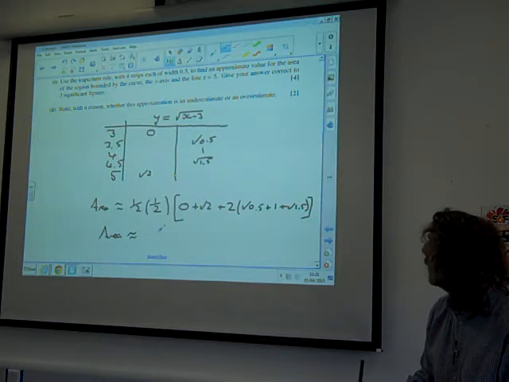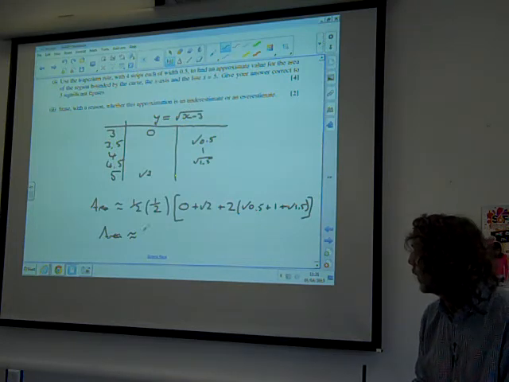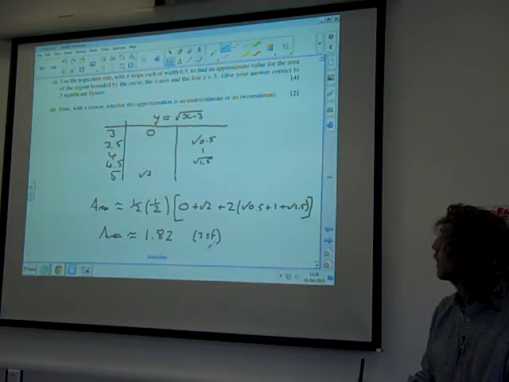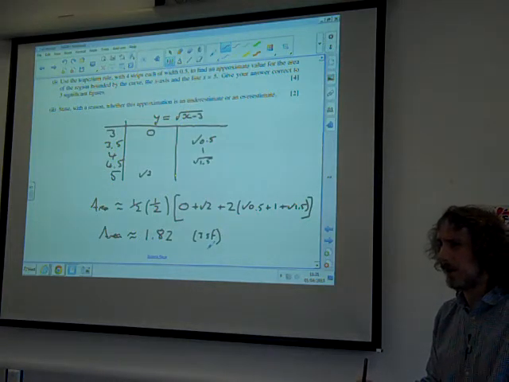And we give our area approximately to 3 significant figures. I got 1.82 when I did this. Four marks? Is that really 4 marks? That's quite nice, isn't it?